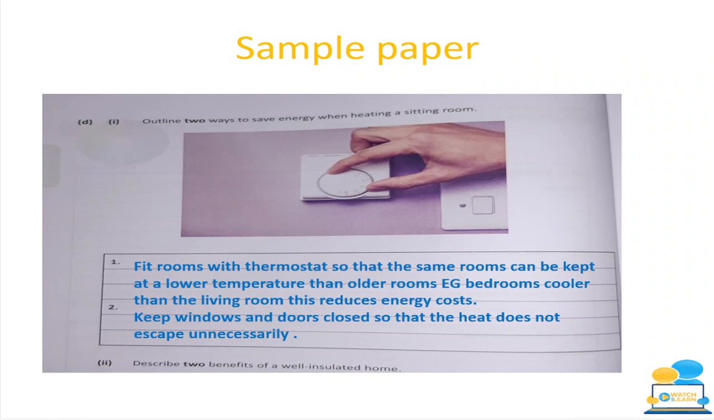You should fit rooms with a thermostat so that the rooms can be kept at a lower temperature when there are, for example, your bedroom, so you want it to be a bit cooler, and this will reduce energy costs. If you have a look up at the picture, there's an example of a thermostat. You should also keep all the windows and doors closed so that your heat doesn't escape unnecessarily. So think of examples which are relevant to you.